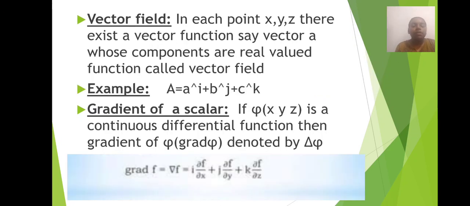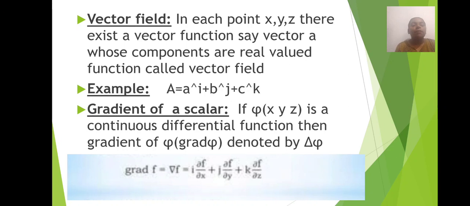Now let's move on to the vector field. In each point x, y, z, there exists a vector function, whose components are real valued functions, called a vector field. Example: A is equal to a i cap plus b j cap plus c k cap.